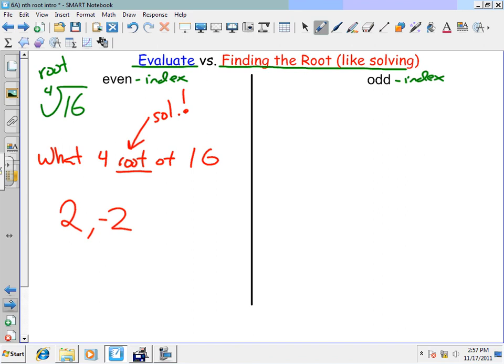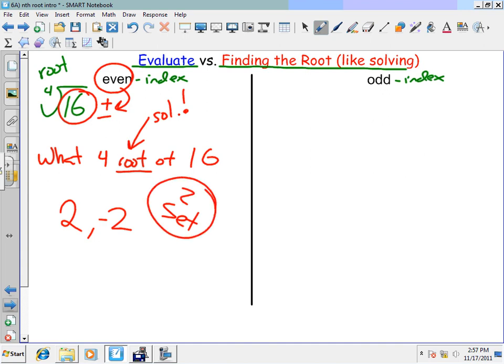So notice, whenever you have an even index, you can get this positive answer by either getting positive answers or negative answers. Every even index gives positive answers, and you're going to get 2 sets. So I'm going to put a little note here, 2 sets. Whereas odds, I say, okay, what is the cube root of 27? And you're going to say, okay, what number times itself 3 times equals 27? The only answer is 3. Because notice if I say, okay, what's the cube root of -27?